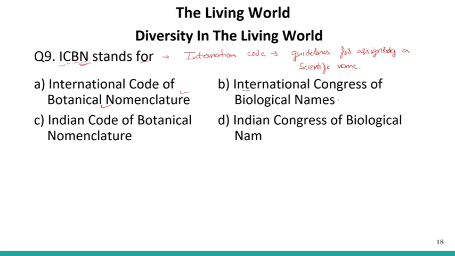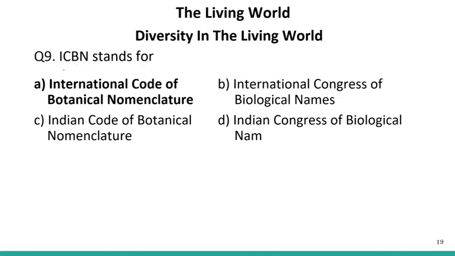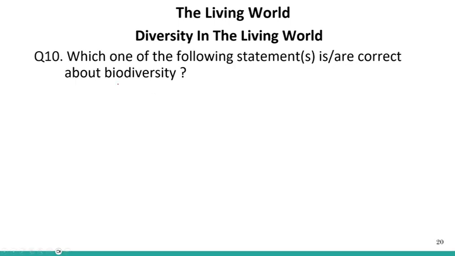The next option is International Congress, which is not correct. The third option is Indian Code, which is not Indian, it is International Code. Then Indian Congress of Biological, also not correct. So what is the correct answer? Option A is the correct answer, International Code of Botanical Nomenclature.